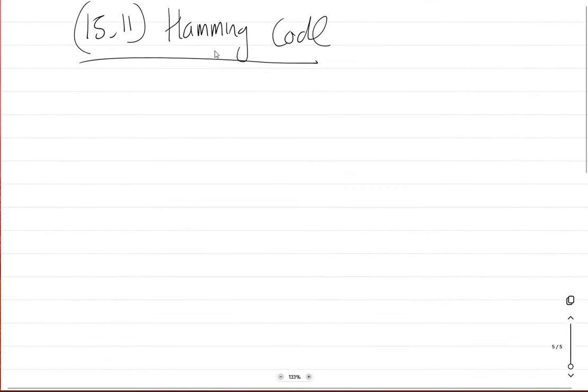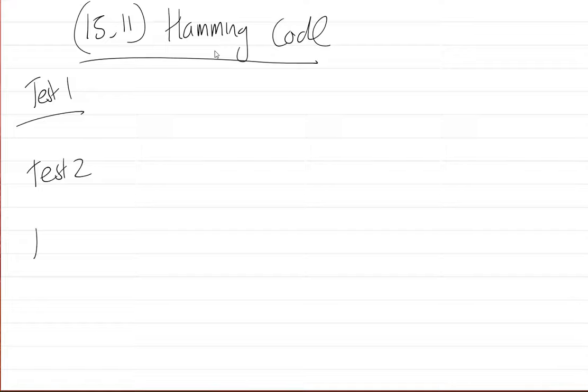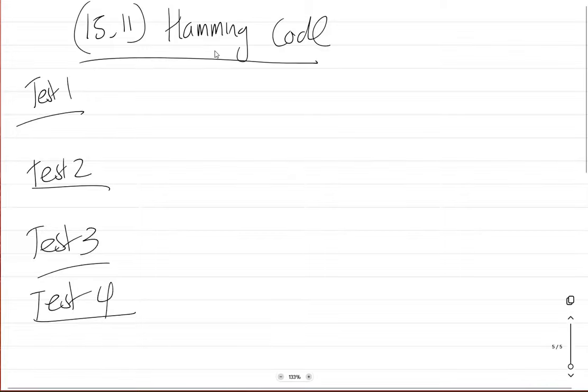The idea behind the 15-11 Hamming code, and you'll know why it's called that in a second, is using parity checks and putting them in strategic locations so that we can find out where the error actually occurred. And we just do 4 tests. Test 1 for the first parity check, test 2 for the second parity check, test 3 for the third parity check, and test 4 for the fourth parity check.